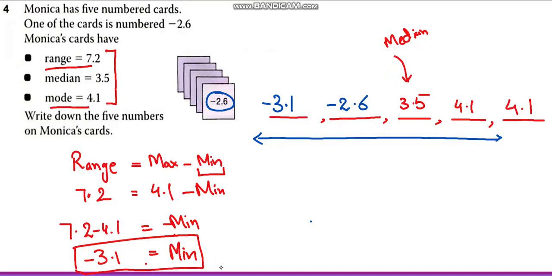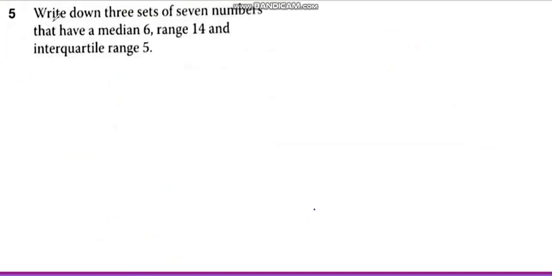Now we will proceed to the next question. In question number 5, it says write down 3 sets of 7 numbers that have a median of 6, a range of 14, and an interquartile range of 5. So let me write down set 1. By the way, I will write 2 sets, and I will leave set 3 for you so that you can also try.